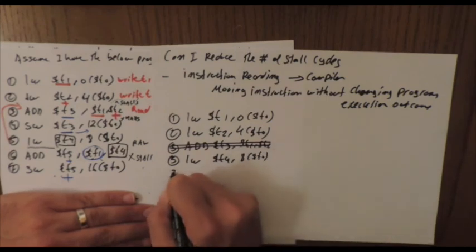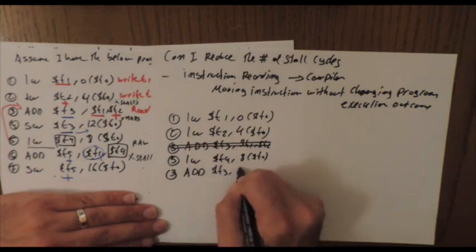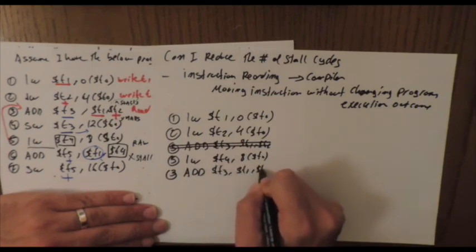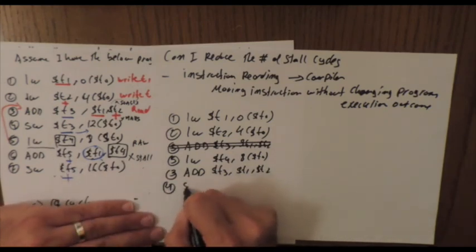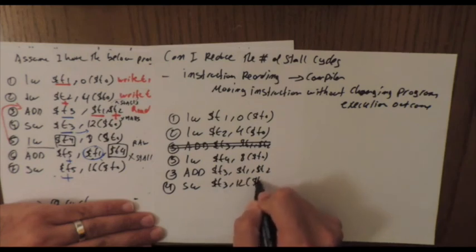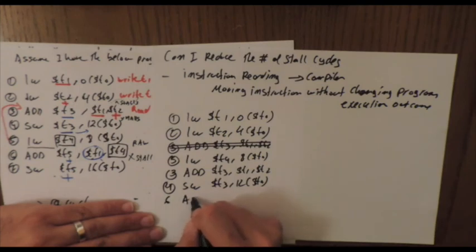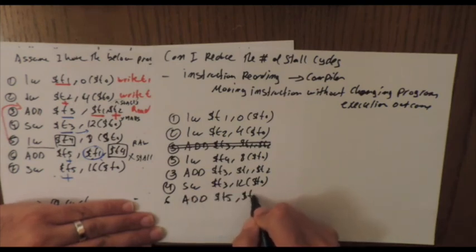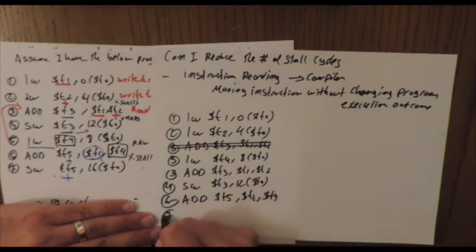I said I'm going to place it here, so I'm going to take this out and place 5 here, LW T4, 8(T0), then add 3 here, add T3, T1, T2, then I'm going to continue with 4, which is SW T3, 0. 5 we already placed it. 6, I'm going to add T5, T1, T4, and then 7 I'm going to do something.